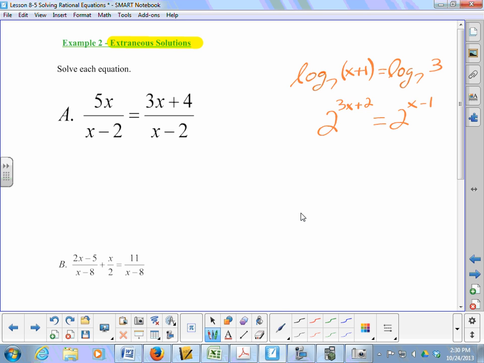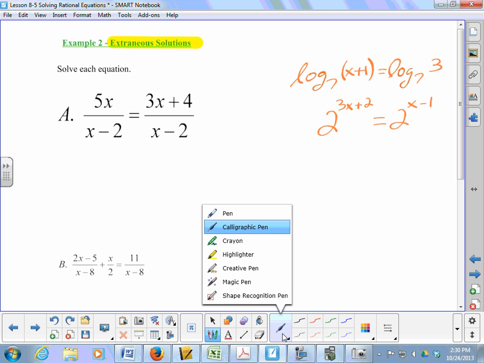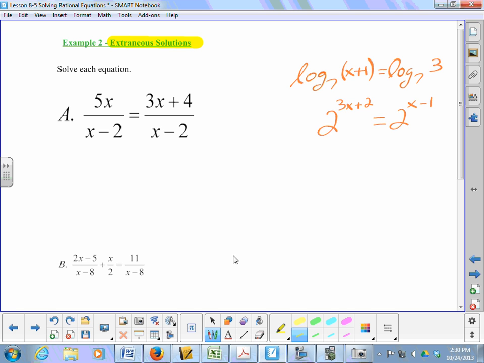But the thing was, with these problems, what was really nice about them is that we had the same base. So we said the exponents were equal to each other, right? In here, we had the same base, so we could say x plus 1 equaled 3. Same type of problem here. So sometimes you have to see what's going on. And hey, my denominators are the same. So that means that the numerators have to be equal to each other.